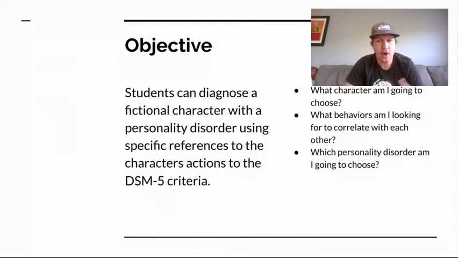And as we're going through this, you'll know what character you're choosing. What behaviors am I looking for in the movie or the TV show? Right? And which personality disorder am I going to choose? There's 10 to choose from. So as we're going through these, be thinking about some characters, and I'm going to give you a couple of examples of some who align to that as we go through.